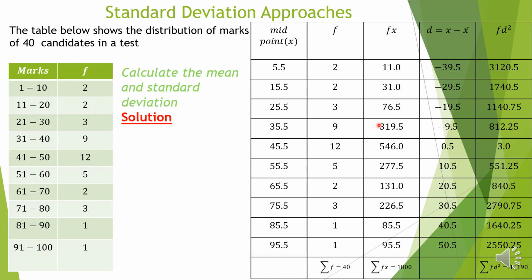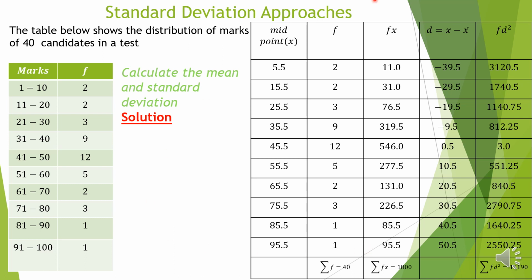35.5 times 9, we have 319.5. 45.5 times 12, we have 546.0. 55.5 times 5, we have 277.5. Similarly, 65.5 times 2, it's 131.0. 75.5 by 3 is 226.5. Then 85.5 times 1, it's 85.5. Then 95.5 times 1, it's 95.5.